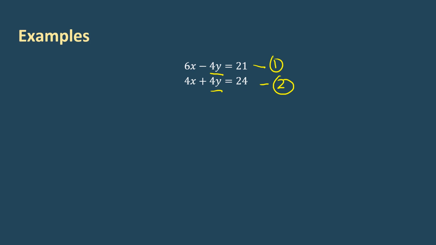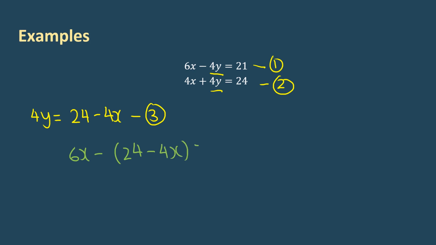So this time we're going to use equation 2 to make 4y the subject. So 4y equals 24 minus 4x. For this particular question, we're not going to divide by 4 because we can immediately sub 4y in equation 3 into equation 1 without doing anything. So 6x minus (24 minus 4x) equals 21.